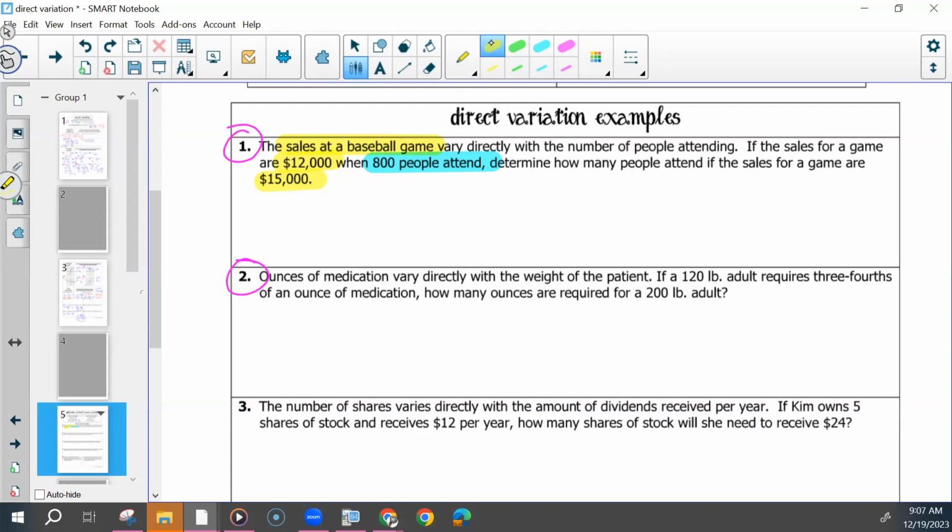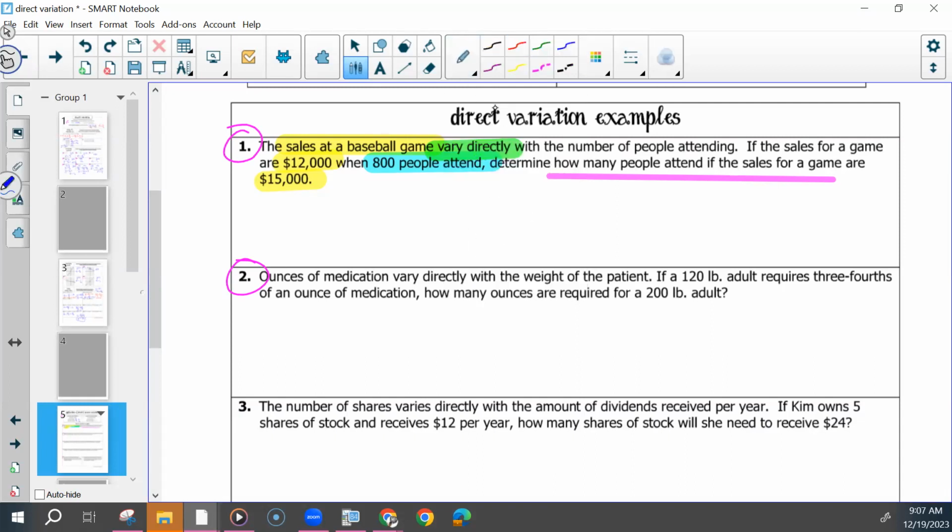Is that what the question asks? Becky? How many people attended for that amount of sales? And there's another word that's really important: the word "varies directly." So in most of these problems, you'll see words that say varies directly, directly proportional, any of those. That will tell you this is a direct variation.